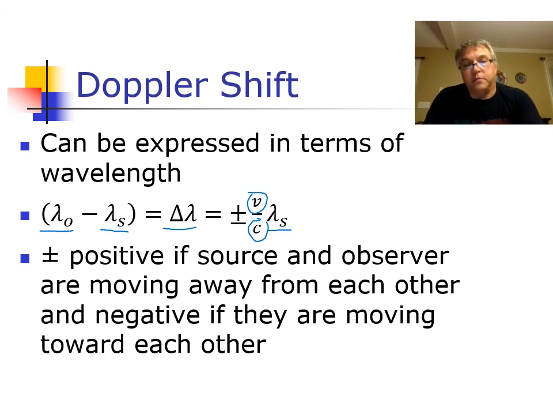Now let's talk about the plus or minus sign for a moment. In the wavelength equation, we use positive if the source and the observer are moving away from each other, and we use the negative if they are moving toward each other. Now that's the opposite of the direction that we used for frequency, but now we're working with wavelength, so it's reversed, and that can be kind of confusing, so please be careful about that. Remember, when we're dealing with the wavelength equation, we use the positive sign if the source and the observer are moving away from each other, and we use a negative sign if they are moving toward each other.